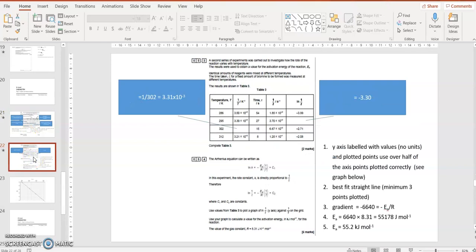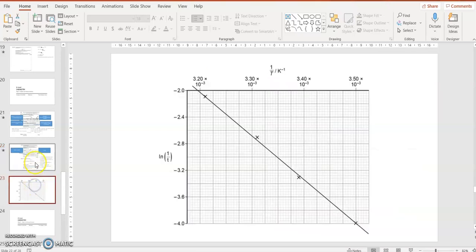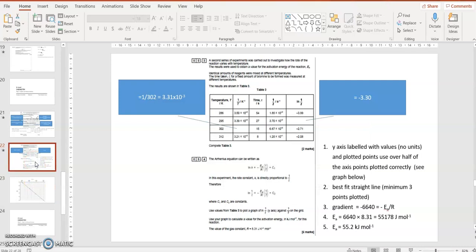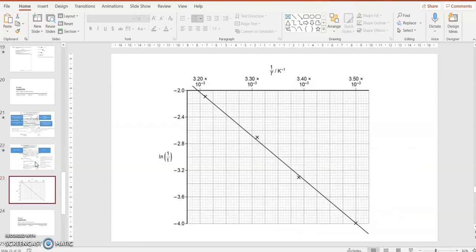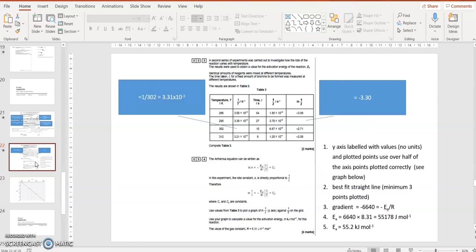Right, I've got an Arrhenius equation here. Is it asking me to plot a graph? Yes, it is, because there's a piece of graph paper. What's it asking me to plot? It's asking me to plot ln of 1 over t and 1 over t on the right hand side.